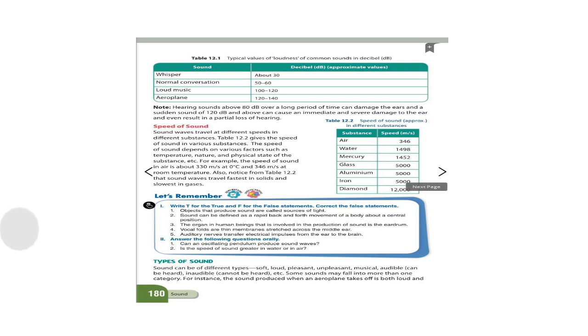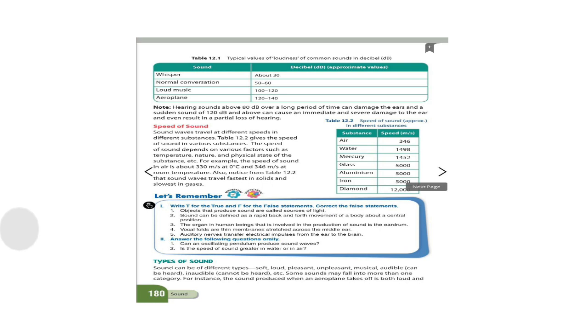First one, objects that produce sound are called sources of light. Is it true or false? Yes, false. So you correct the sentence. Objects that produce sound are called sources of sound. Strike out the word light and write there sound.